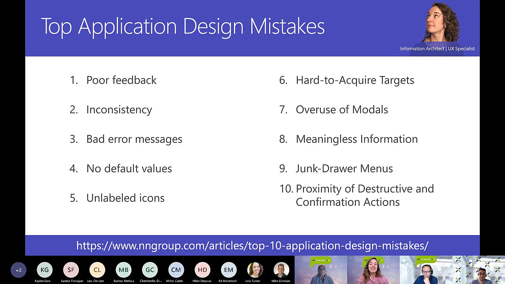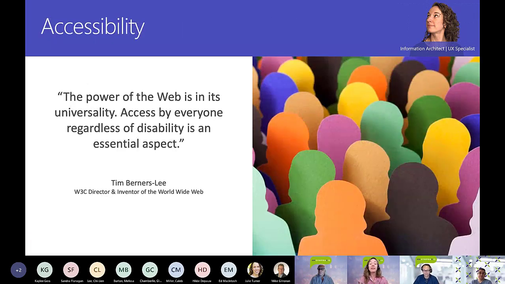Thinking of all of these different user experience behaviors, continuing on, we want to think about accessibility. Because at the end of the day, Tim Berners-Lee, who is the inventor of the World Wide Web and the W3C director, quotes, "The power of the web is in its universality. So access by everyone, regardless of disability, is an essential aspect." So think about that when you're building for your organization as well.